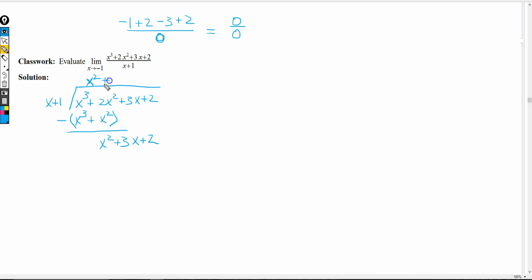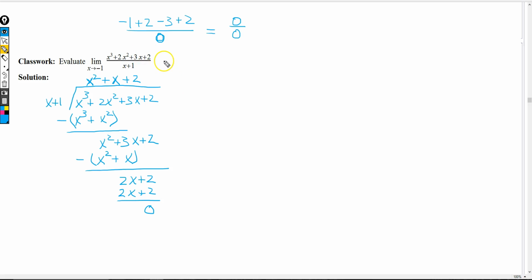Then I will want to multiply this by x so that I cancel out this x squared. And now I will want to multiply this by 2. And notice that we get 0 remainder. So that implies that x plus 1 factors perfectly into that cubic polynomial.